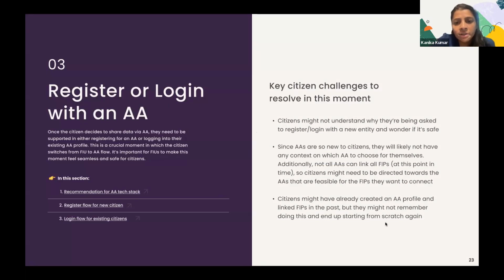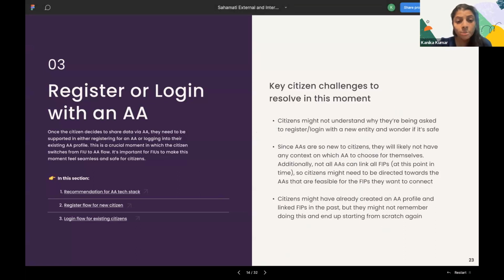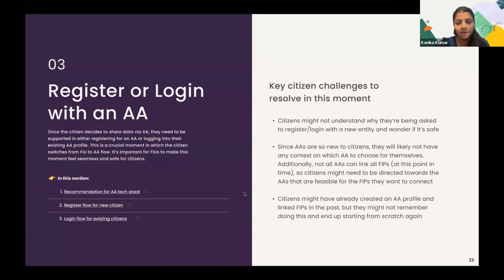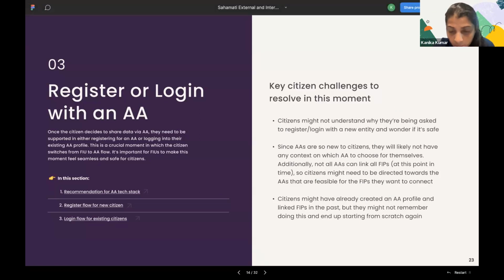And so the big challenges here for a citizen are really around the handoff from the FIU to the account aggregator. They may not fully understand the idea of why am I moving to a new entity? What does this mean? They might not necessarily know if it's safe. And there might be some citizens who may have gone through the account aggregator flow previously, but because they don't have the mental model around account aggregator and it's not so direct to user like UPI, they might not remember their information, and so they might end up starting from scratch again.